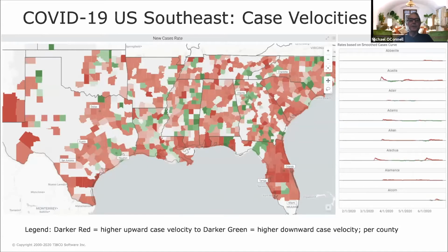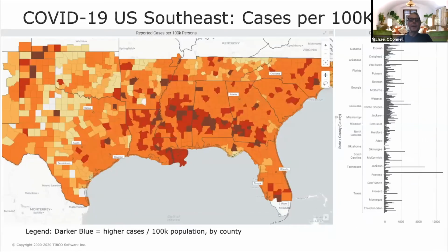As you scroll down, you'll see the US Southeast and case velocities that we're calculating by fitting super smoother estimates at the county level, and the darker red indicates an upward case velocity, which we're seeing predominant in the Southeast and also in the Sun Belt. You can also normalize the cases to look at cases per 100,000 at the county level.